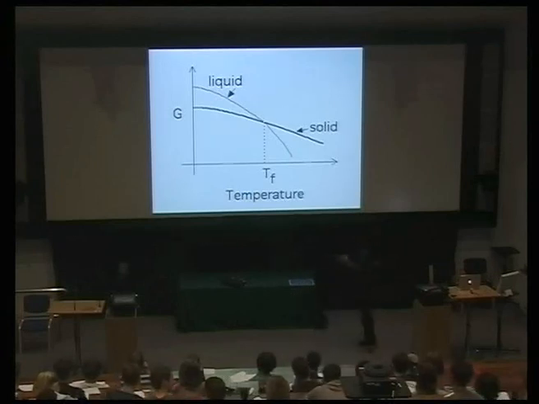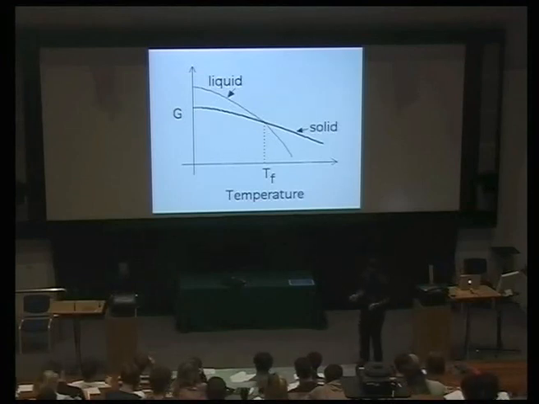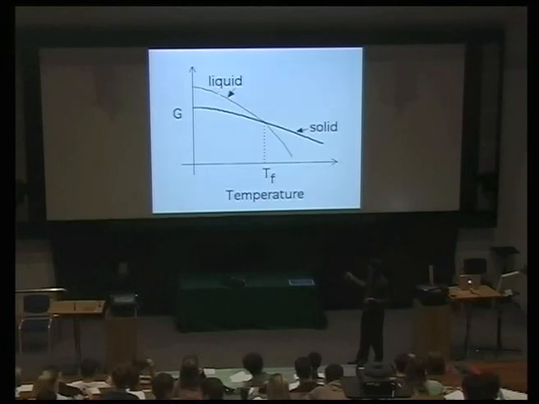And at this point, the solid starts to have a lower free energy than the liquid. So solid is the stable phase in this region, and the liquid is the stable phase in this region. And at this point, which is the fusion temperature, or the melting temperature, the two phases have exactly equal free energy. Okay? And what I want to do is derive the difference between the free energy of the liquid and the solid as a function of temperature.